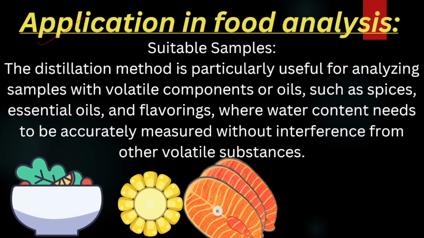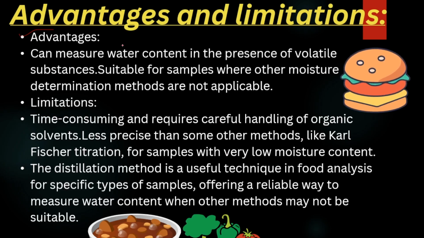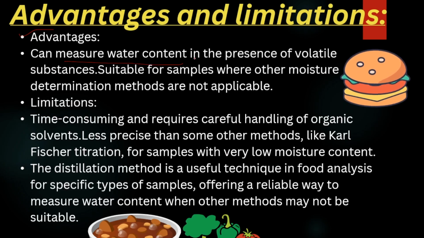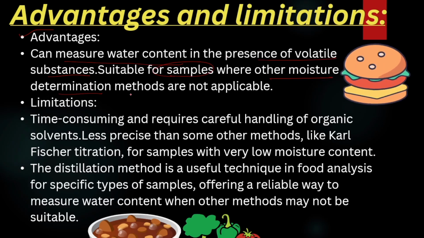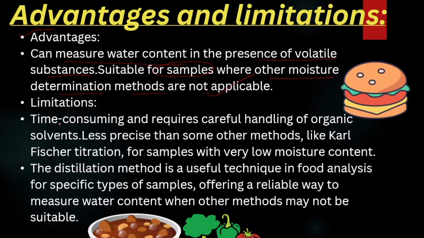Applications in food analysis. The distillation method is particularly useful for analyzing samples with volatile components or oils, such as spices, essential oils and flavorings, where water content needs to be accurately measured without interference from other volatile substances. Advantages and limitations. It can measure water content in the presence of volatile substances, and is suitable for samples where other moisture determination methods are not applicable.